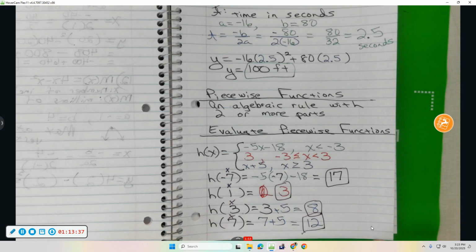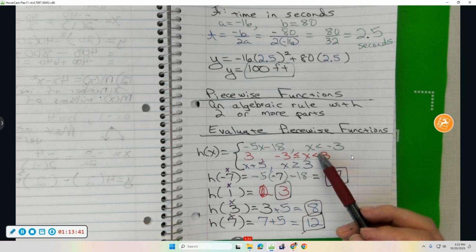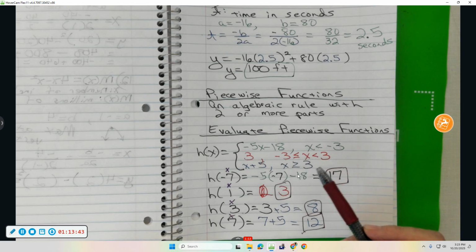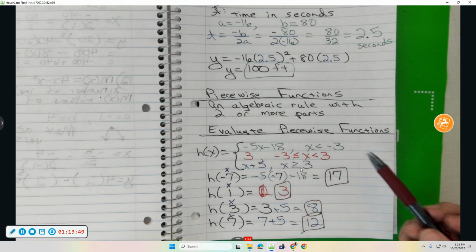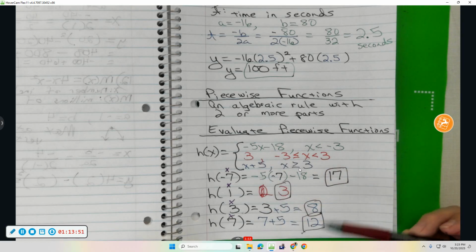To evaluate piecewise functions, you have to decide which piece is satisfied, and that's the piece you plug in. You can't decide, oh, I'm going to plug in 7 here and down here, because you'll be getting 2 different y values. For any x value, there can only be one correct y value.